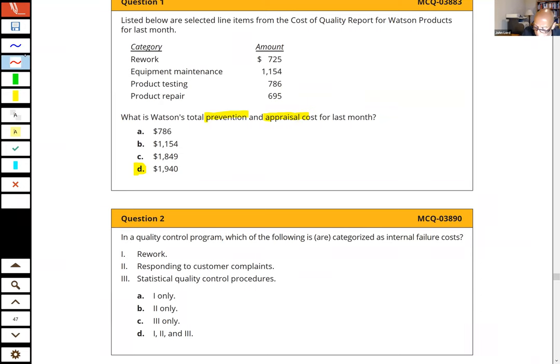So rework is not something, because if you have to rework, that means you messed up. Equipment maintenance keeps our machinery from spoiling things, right? Product testing keeps us from what? From having a problem, because we're testing those products. Product repair means that the problem has occurred and now we have to fix it, right? So of the two, and look, they glorified this by making you add those two numbers together to get the 1940.